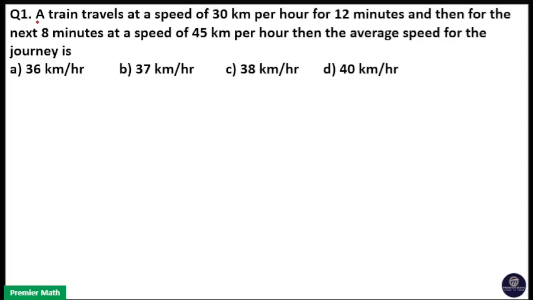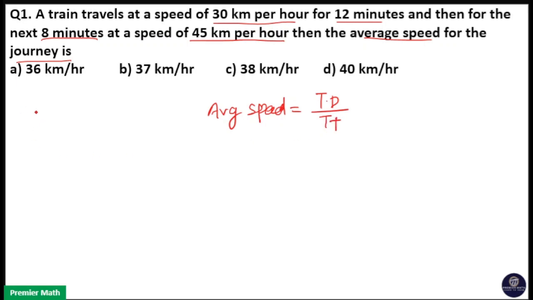Our first question is, a train travels at a speed of 30 km per hour for 12 minutes and then for the next 8 minutes at a speed of 45 km per hour. Then the average speed for the journey is. So here we have to find the average speed for the entire journey. And average speed is equal to total distance divided by total time.